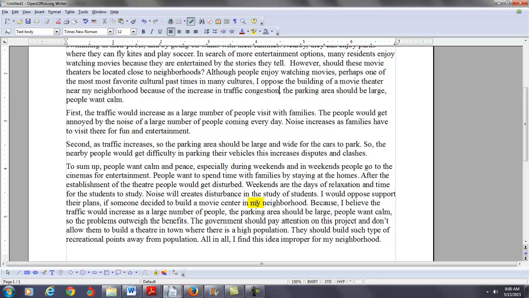I look at these as the same thing. You say, as traffic increases, so the parking area should be large and wide for cars to park, so nearby people would get difficulty in parking their vehicles. This increases disputes and clashes. So I oppose the building of a movie theater near my neighborhood because of the increase in traffic congestion.